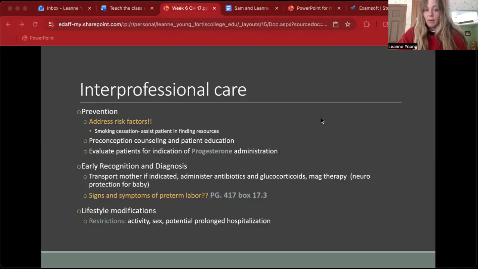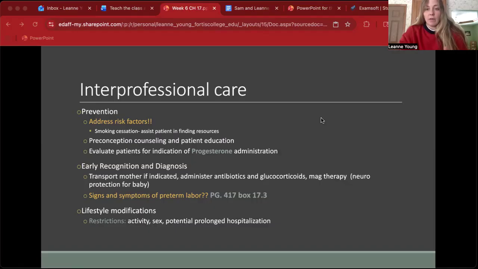for transport. And we need to do antibiotics, administer those glucocorticoids, right? That betamethasone, Celestone, that helps with baby's lung development, fetal lung development. We have to administer that as quickly as possible and initiate mag therapy. Why are we initiating magnesium therapy in a woman who has progressed in her labor and does not necessarily have high blood pressures?